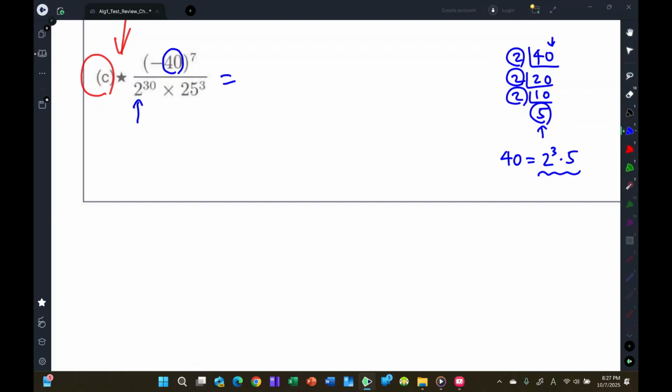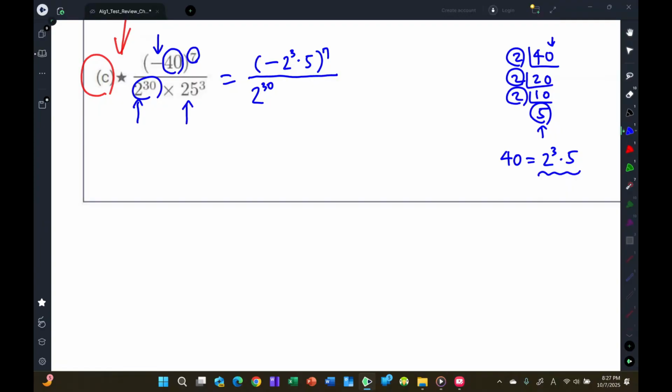So if I write that here, it's going to be negative. By the way, you can't just ignore this negative sign. I have to copy it down. And instead of 40, I'm going to write down its prime factorization, which is 2 cubed times 5. And don't forget the power that was there, right? That will do something. Can't just ignore that. Over, well, I'll just copy this one down, 2 to the 30, nothing you can do.